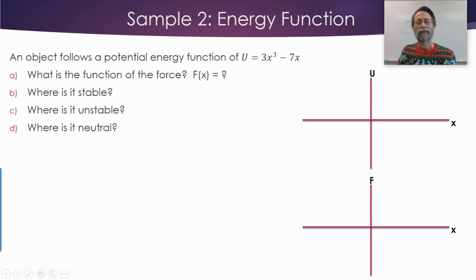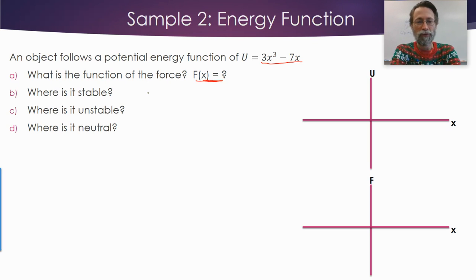Okay, so now that we talked about stable, unstable, and neutral, let's do a sample problem for that. An object follows a potential energy function of 3x cubed minus 7x. So what is the function of the force? We want to find the equation for our force, and then where it is stable, where it is unstable, and where it is neutral.